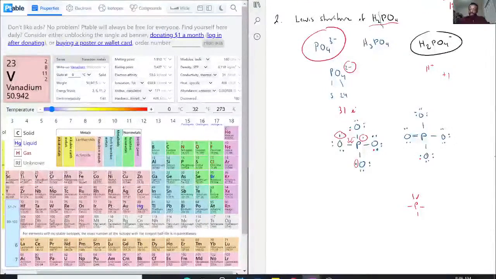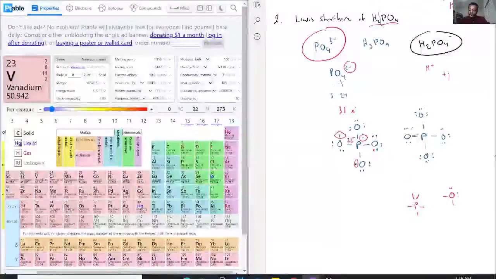Oxygen, on the other hand, is normal because it has 6 valence electrons. It's like that: 2 lone pairs and 2 bonds, which is what happens here. So that one has a formal charge of 0. But these 3 oxygens here, instead, have 1 lone pair and 3 bonds.